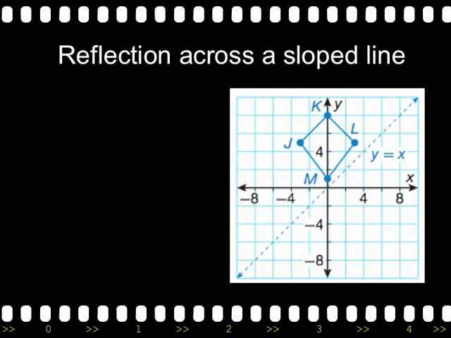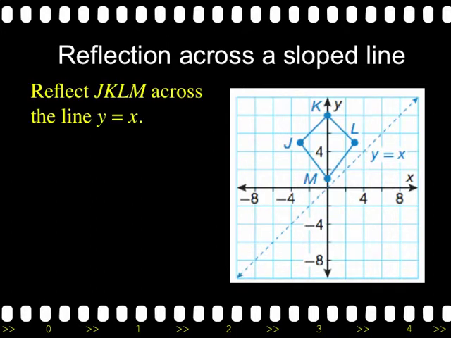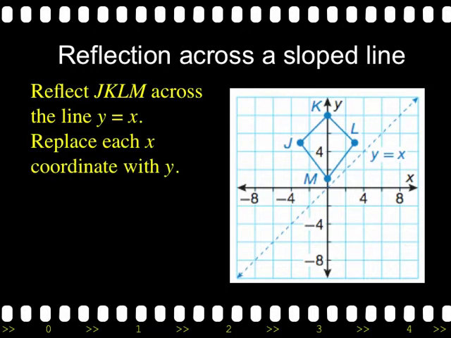Now, reflecting across a sloped line is a little bit more challenging, but if you use the coordinates, it actually is reasonable. If you think about the line y equals x, that's where every x coordinate equals the y coordinate. So what we want to do to reflect the quadrilateral across the line y equals x is for each vertex replace the x and the y coordinates.